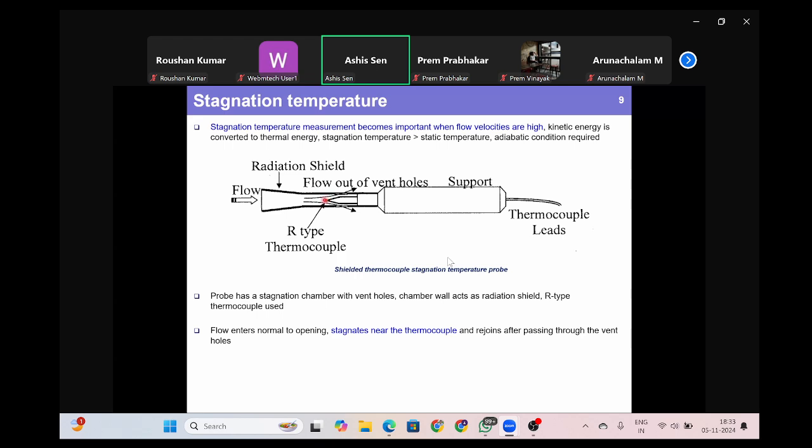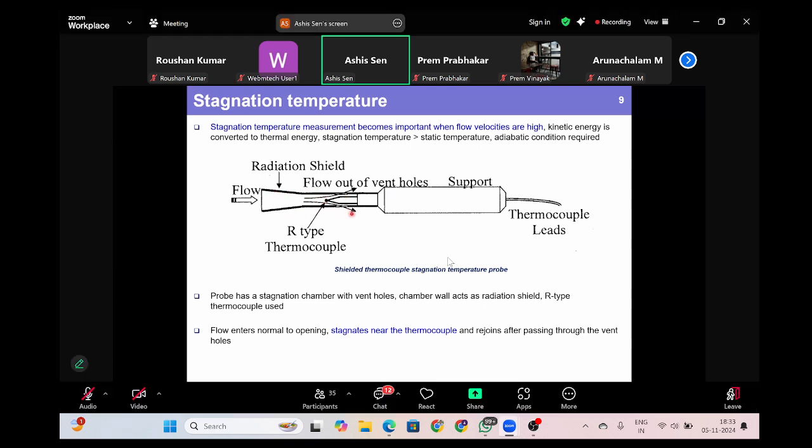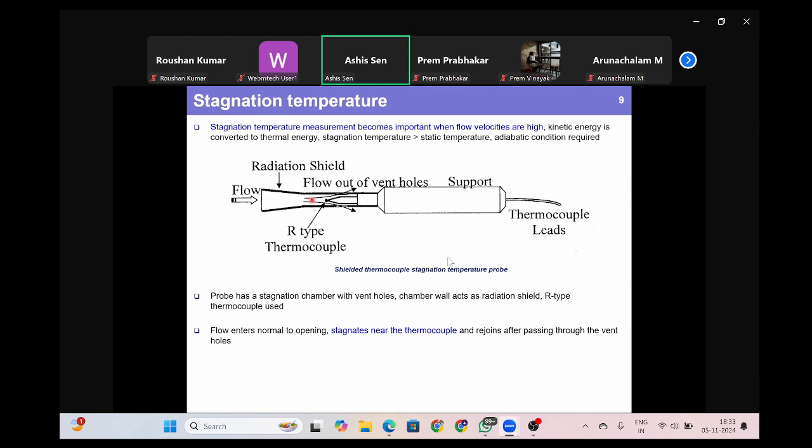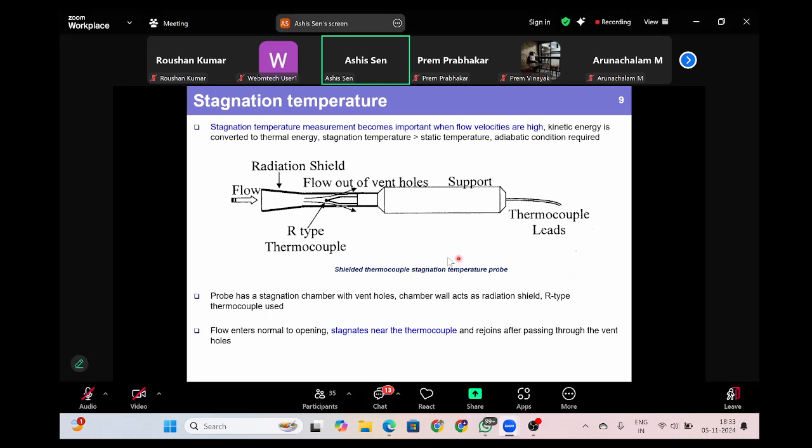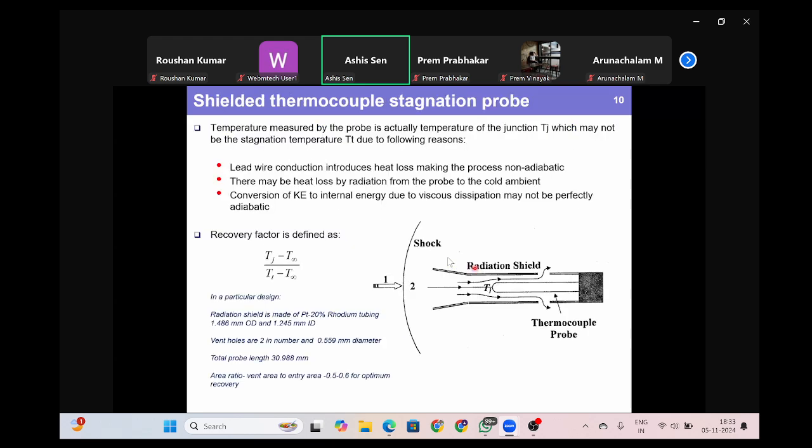Okay, that means when the flow enters this radiation shield and comes to stagnation at this probe, there is a sharp temperature rise. So there is no radiation that is happening because you have a shield here, right? So to avoid any radiation heat loss, the radiation shield is kept. So after the flow comes to rest here, the remaining fluid can escape through these vent holes. Okay. So this is a typical stagnation temperature probe, how it looks. Okay. Now we talk about this shielded thermocouple probe.